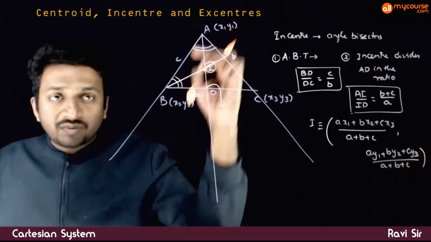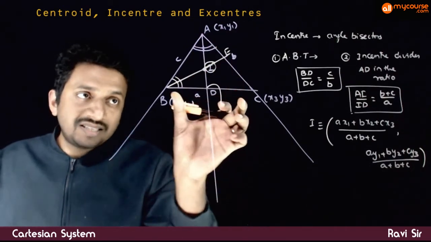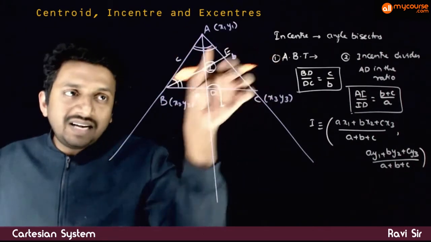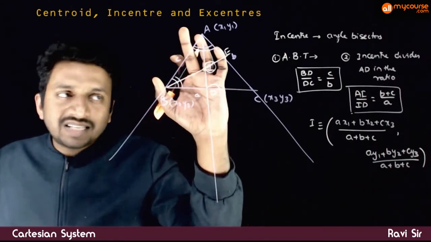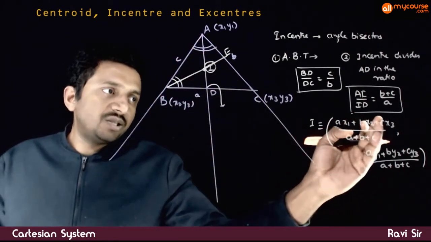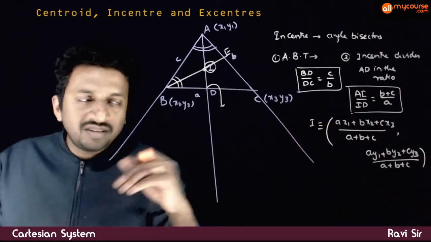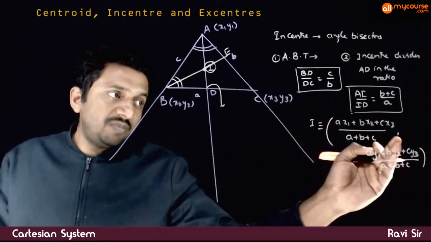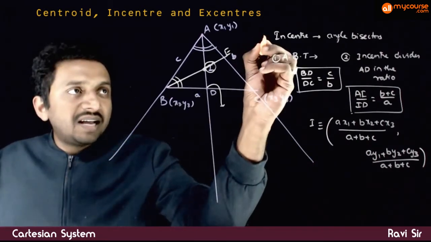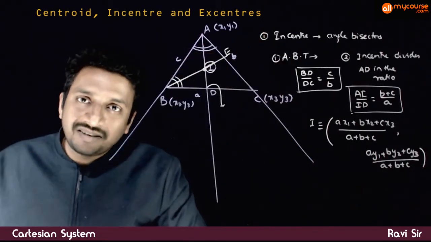So a times X1, here also you have cross multiplication. This side into the opposite vertex. Next side into the opposite vertex. Next side into the opposite vertex. So (aX1 plus bX2 plus cX3) by (a plus b plus c), (aY1 plus bY2 plus cY3) by (a plus b plus c). So these are the formulas for in-center.